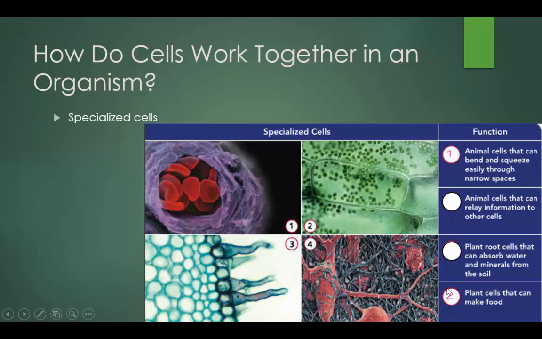Number 2, plant cells that can make food. We have plant cells. We can easily identify those based on the fact that they look like a brick wall. And then inside we can see all the little chloroplasts. So number 2 are plant cells that can make food. Number 3, these are plant root cells that can absorb water and minerals from the soil. So they are long projections that allow water to be absorbed. And then finally, number 4, we already talked about that one.